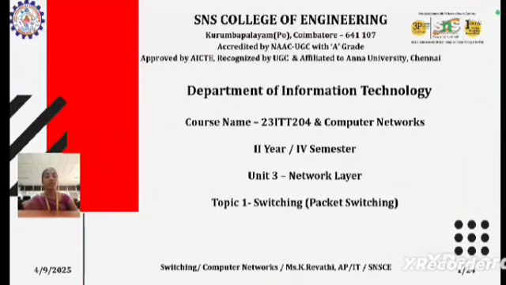In today's lecture series, we are going to see about the switching concept, which is in the network subject under the network layer. Let's move on to the topic.